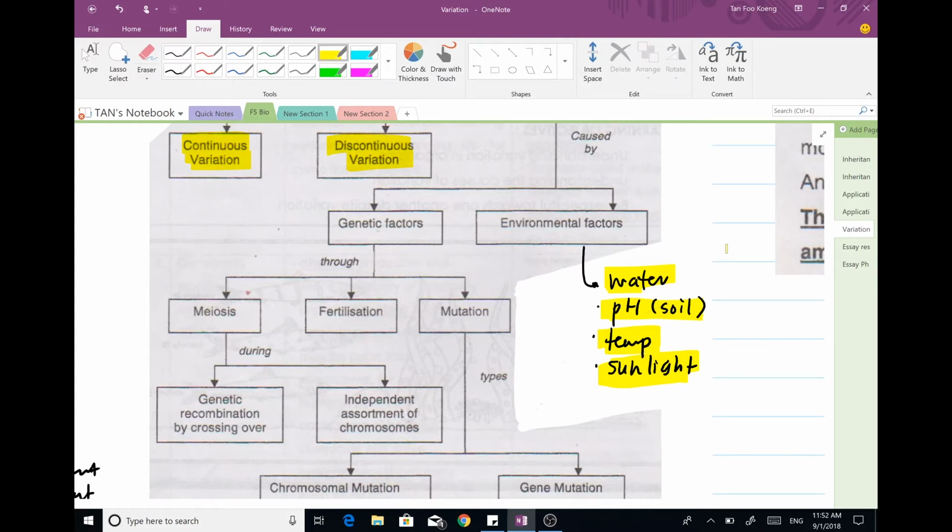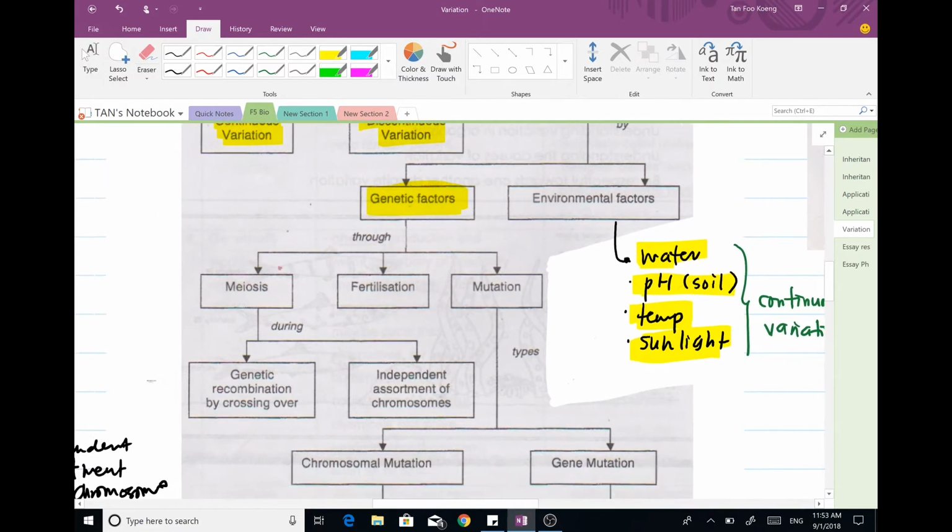So as such, like for example the height, remember all these environmental factors can only affect the continuous variation. So the availability of water, pH, temperature, sunlight won't affect the discontinuous variation. For example, the shape of the leaf cannot be measured, right? So you have the distinct categories of the shape of the leaf. So water, pH, temperature, sunlight won't affect the shape of the leaf produced. Now let's look at the next factor, which is genetic factors.